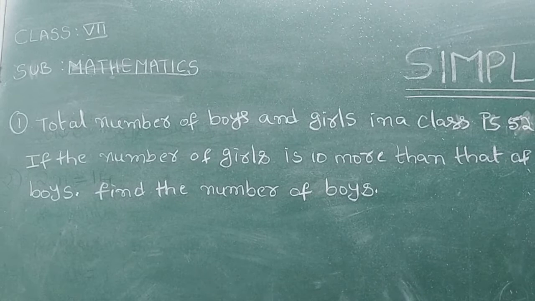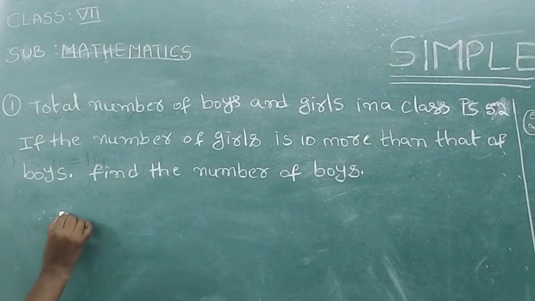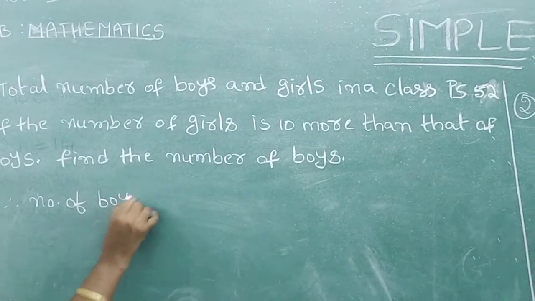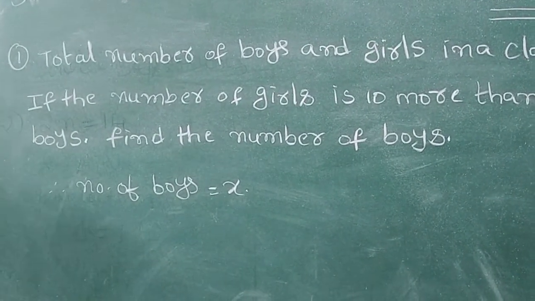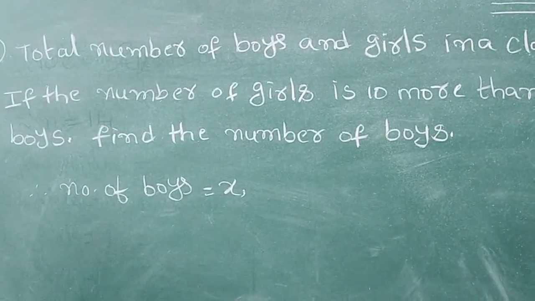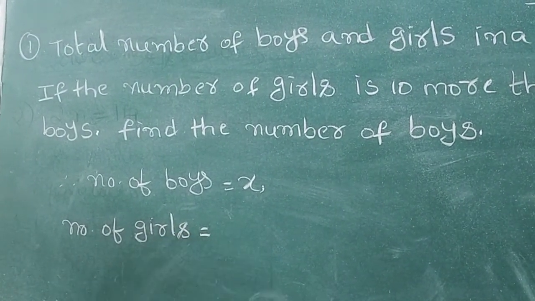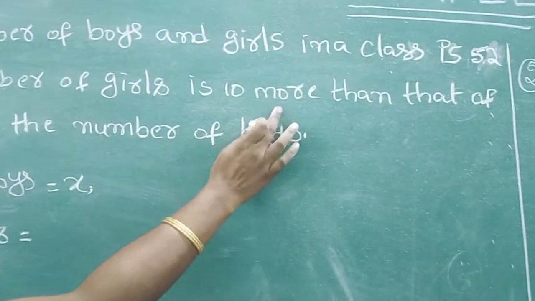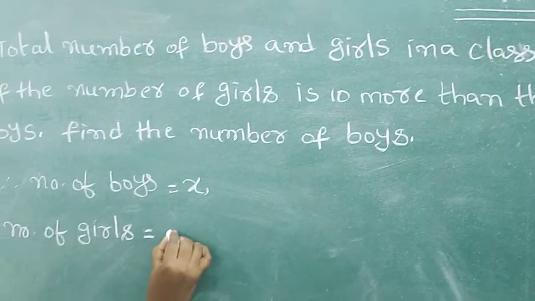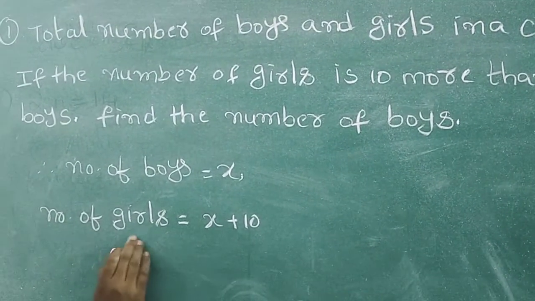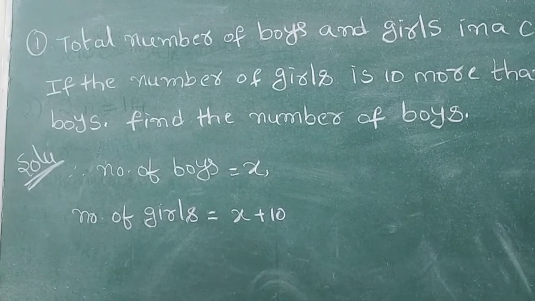In this problem we can find the number of boys. Let the number of boys be x. The number of girls is 10 more than that of the boys, therefore the number of girls is x plus 10.